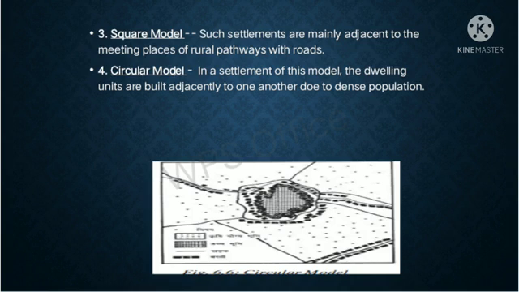Third, square model. Such settlements are mainly adjacent to the meeting places of rural pathways with roads. Fourth, circular model. In a settlement of this model, the dwelling units are built adjacent to one another due to dense population. You can see the picture, it will help you to understand the circular settlement.